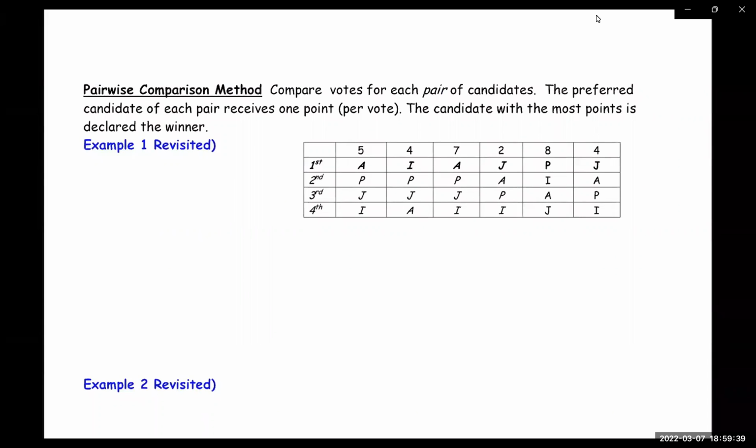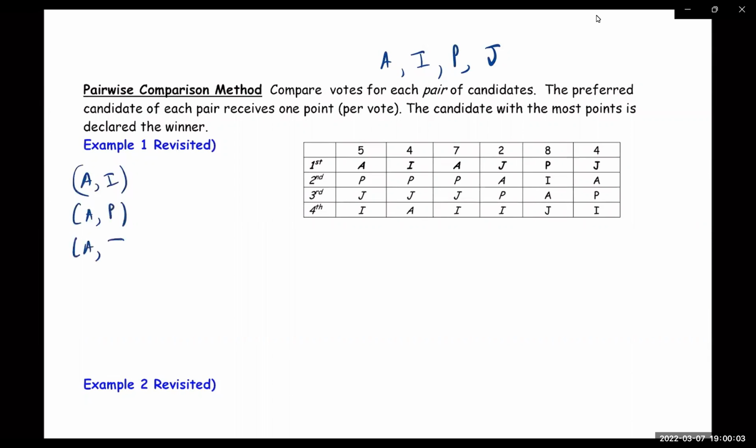All right, so how many candidates do we have? We have A, I, P, and J, right? Yeah. All right, so we have to compare all the different combinations. So let's start with A. We'll do A and I first. Then we'll do A and P. Then we'll do A and J. So I'm going like this. I'm comparing these two, then these two, then these two, and then we'll go with IP, IJ. And then who would be the last one?